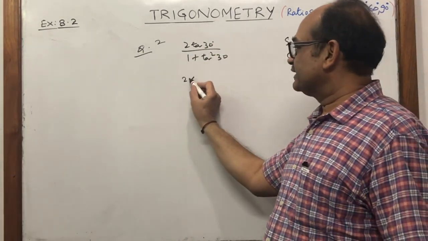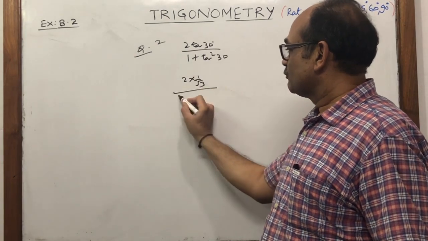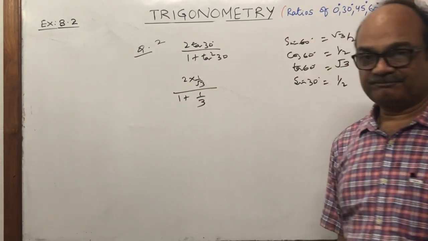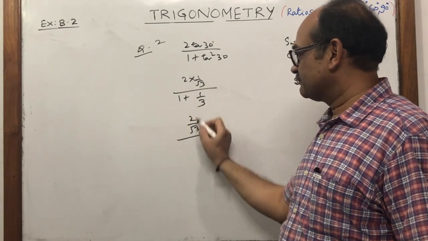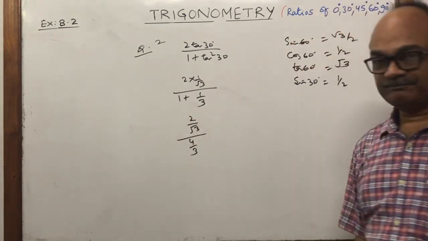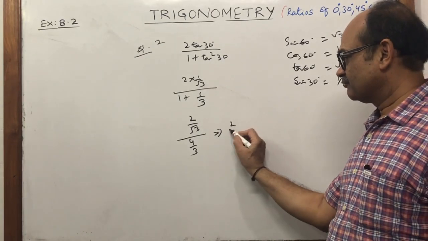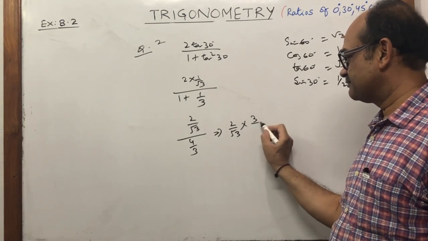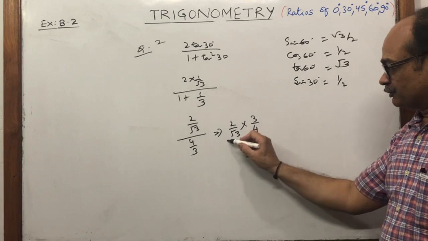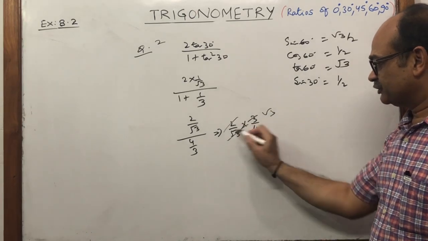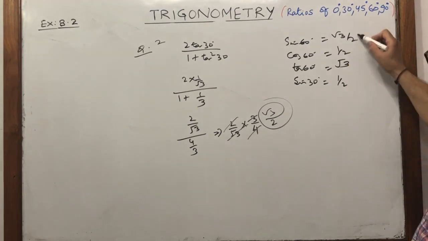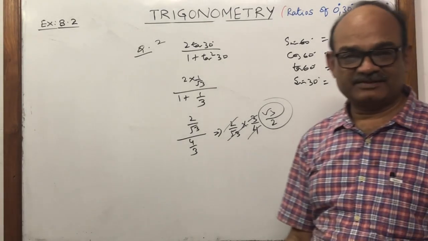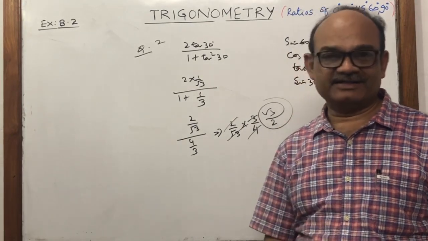First is 2 tan 30, 1 plus tan square 30. So it is nothing but 2 by root 3 and it is nothing but 4 by 3. After simplification, what are we getting? Simple. Root 3 cancels out root 3 and 2 cancels out 2. That is root 3 by 2. And root 3 by 2 is the value of sin 60. Sin 60 option is the correct answer.